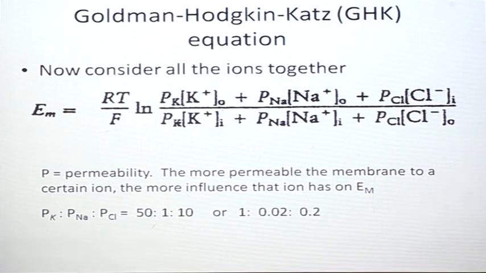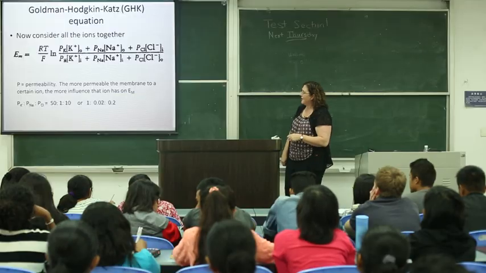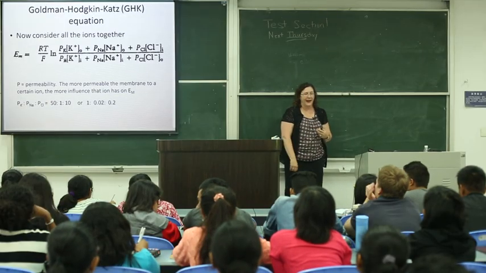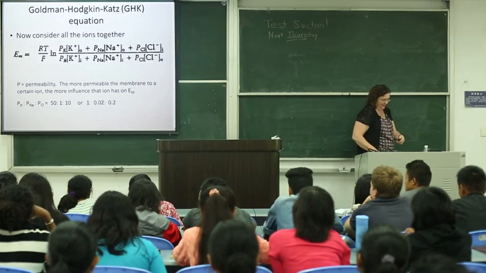So in each case, you would have to know the concentrations on the outside and the inside, and oops, inside over outside, just like on the Nernst equation, in order to figure out what that's going to be.